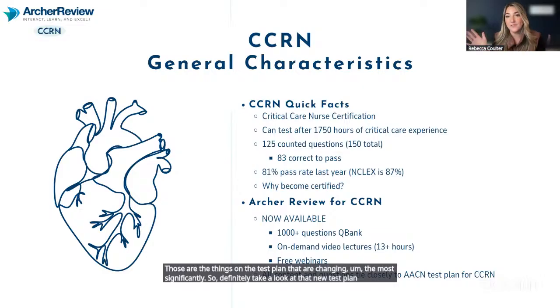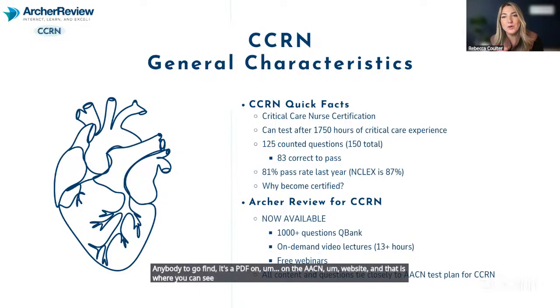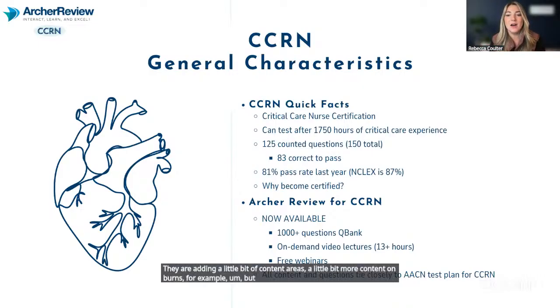It's available for anybody to go find. It's a PDF on the AACN website, and that is where you can see exactly what the new test question breakdown is. They are adding a little bit of content areas, a little bit more content on burns, for example. But content-wise, it's pretty similar. It's just how many questions you can expect to see in each area.